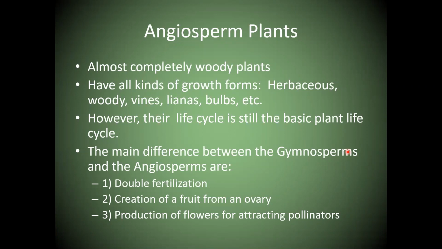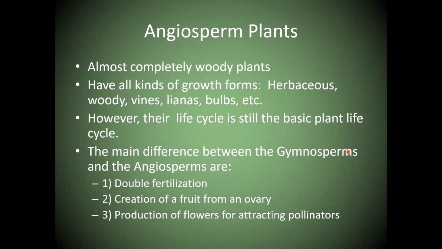Now they do have all the kind of growth forms. That's why I'm saying almost completely woody, but not entirely woody plants. A lot of them are woody plants. Some of them are climbers, could be vines, could be lianas, and then some plants actually have a very short stem, like onions, right? They are called bulbs. Some of them are herbaceous, right? Where they grow up to a level of a shrub, or maybe not even, to the level of grasses.